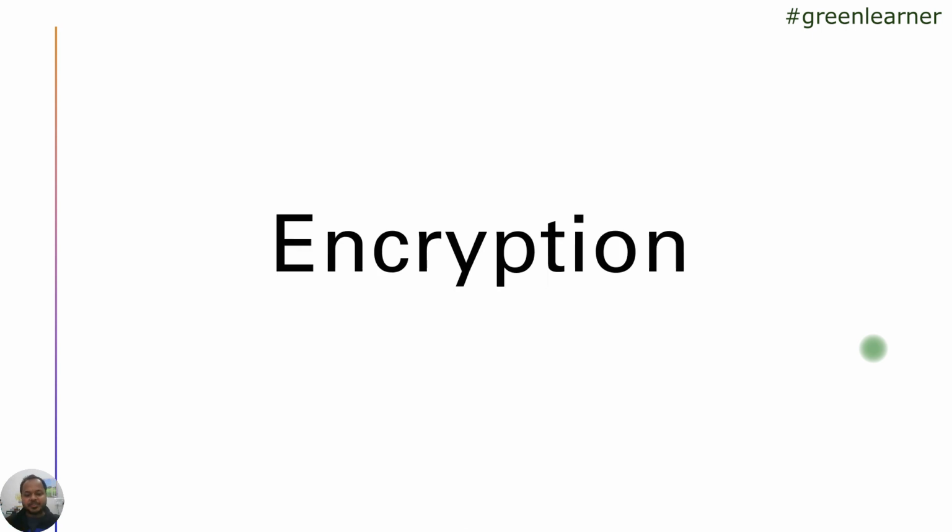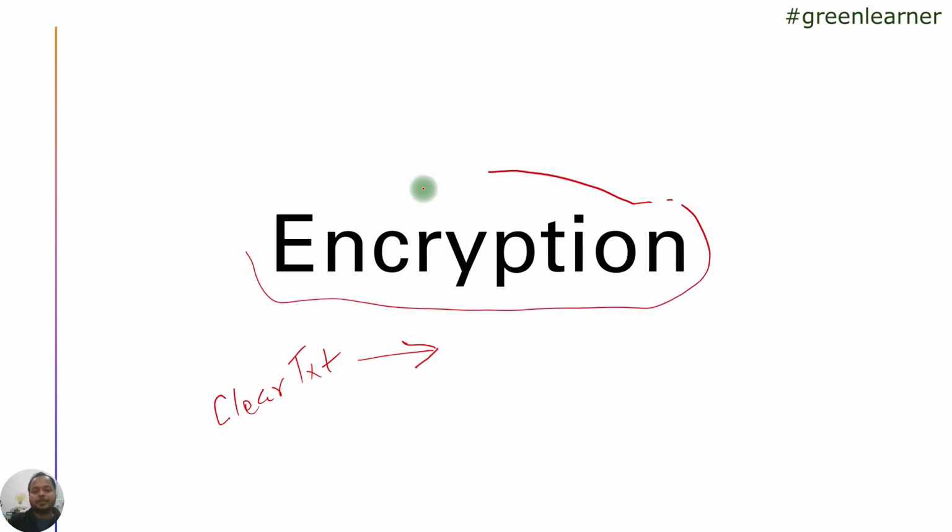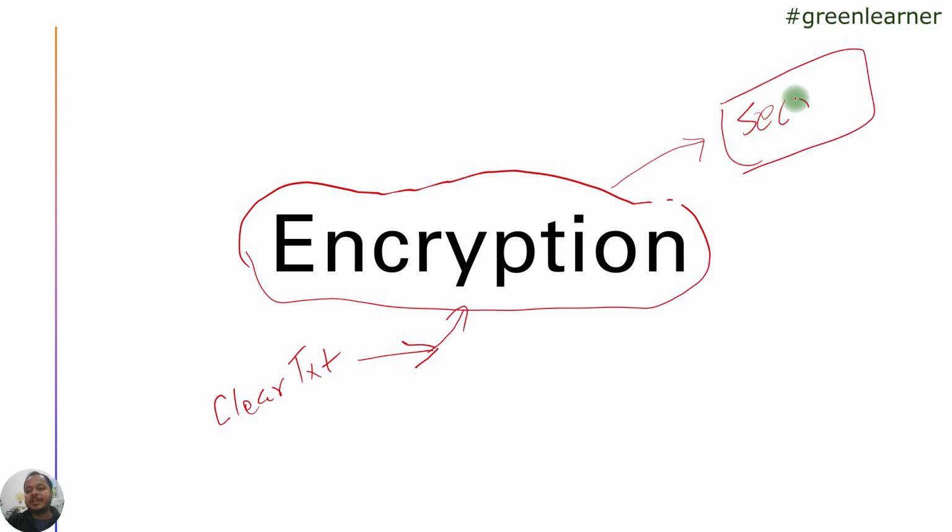The first one is encryption. We all know this word. What is encryption? Encryption is some kind of logic, some kind of pattern. So if we have a clear text password here, and we pass it through this encryption mechanism, this encryption function, what we get is some secret form. This encryption function gives us this secret, and this secret we can store in our system.